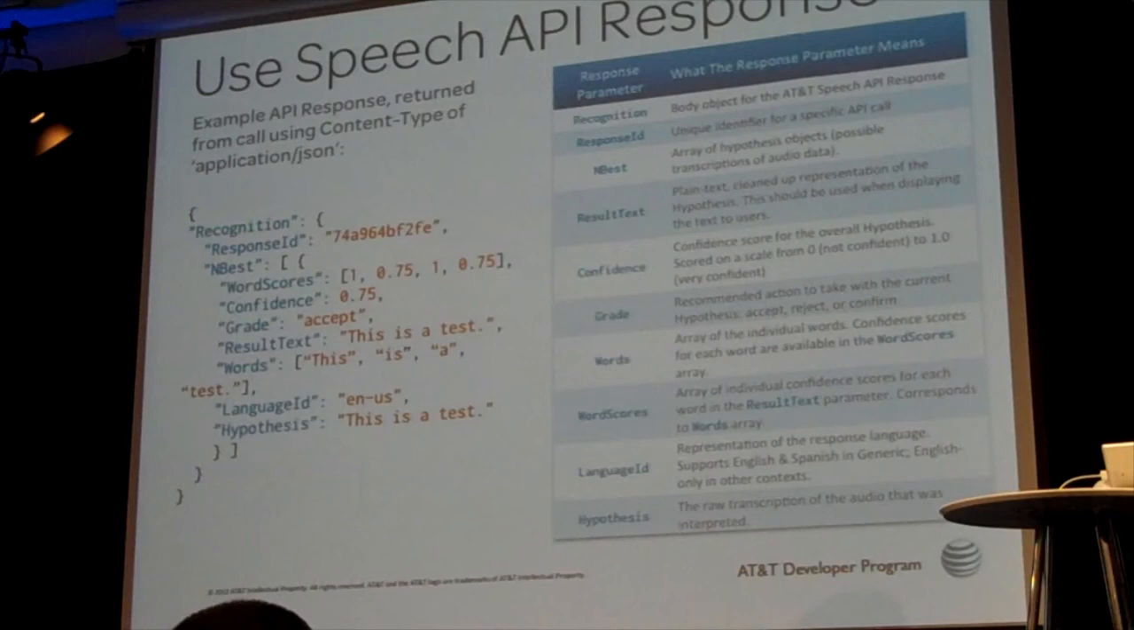The next thing is the language ID. Right now, we support English and Spanish, but English is available in all contexts, and Spanish is only available right now in the generic context. And the final thing is the raw transcription of audio, which is the hypothesis. So the hypothesis is exactly what the computer thought you said before it tried to clean it up.